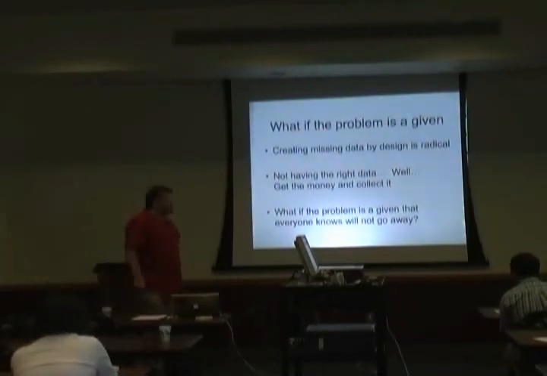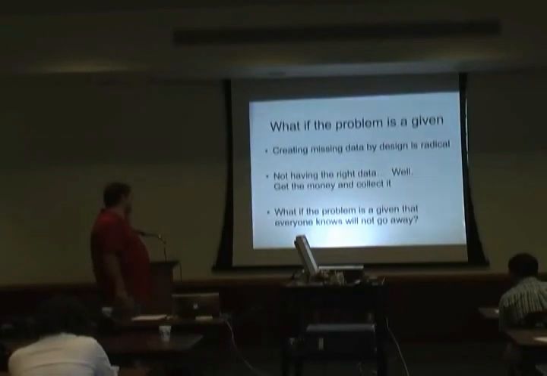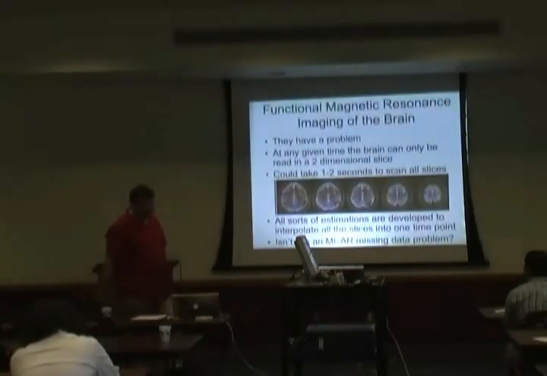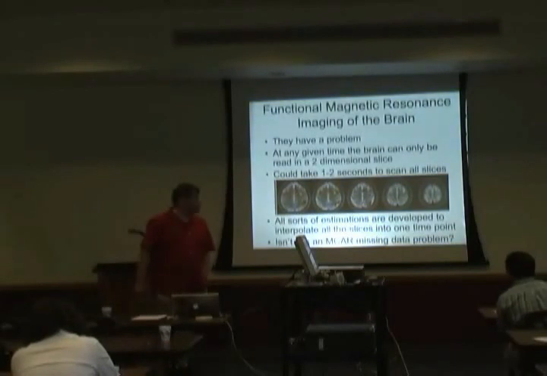You know, when you create missing data by design, that's pretty radical. You don't have the right data, so you merge data sets. That's radical too. I mean, the response to that could be, why don't you get the money and collect the appropriate data? But what if the problem is a given? You can't overcome it. There's absolutely no solution to the problem, and they've been fighting with this problem forever.